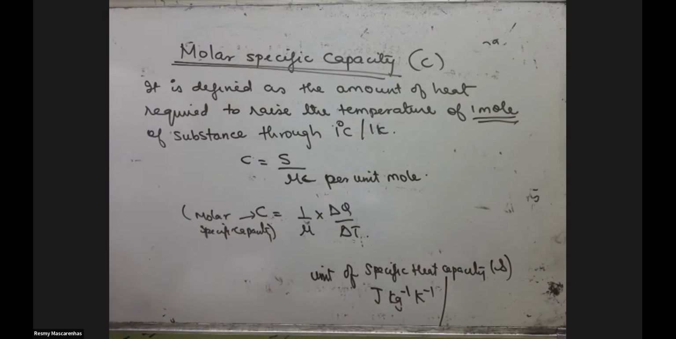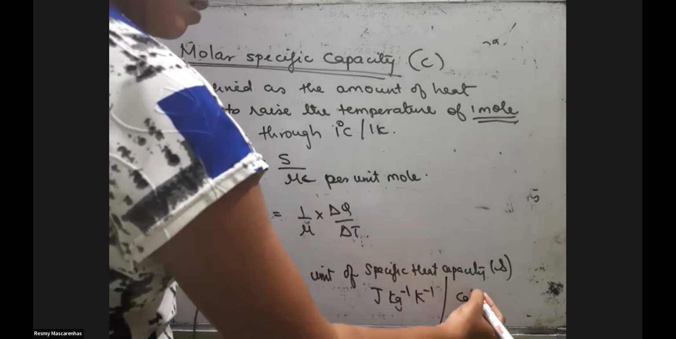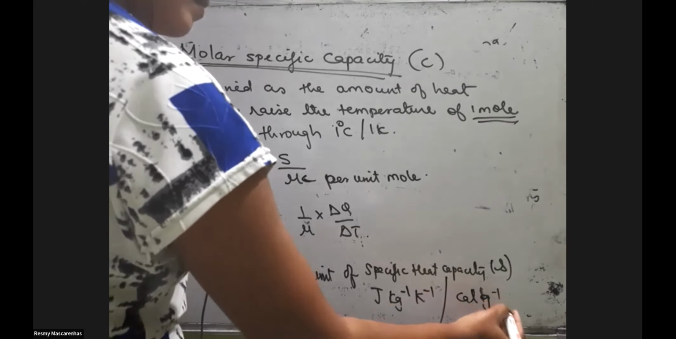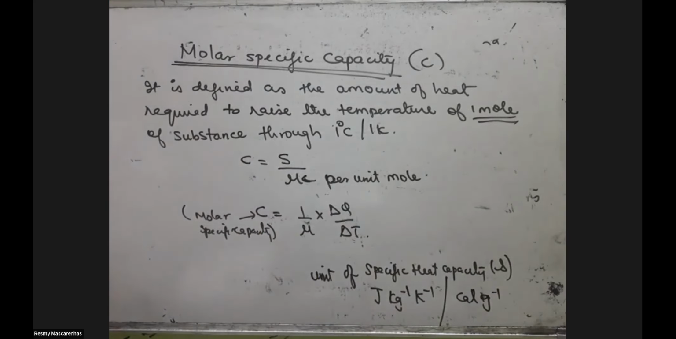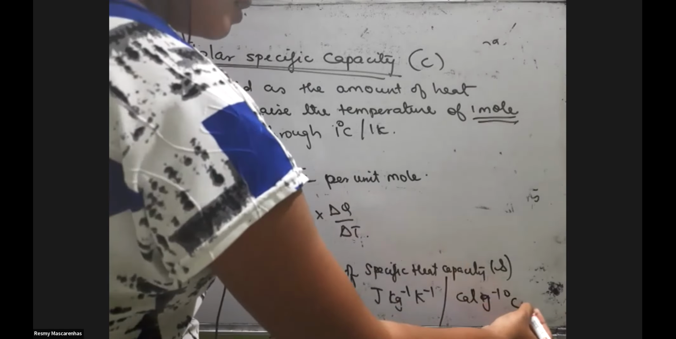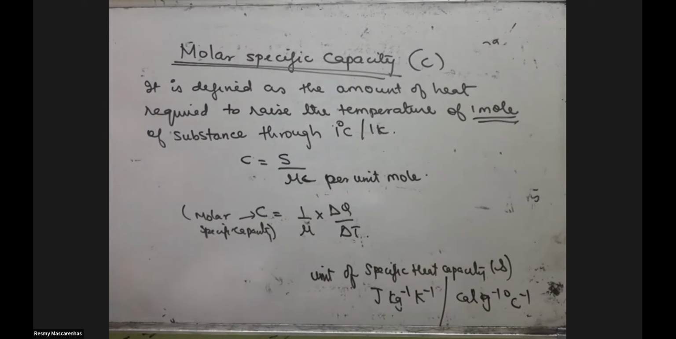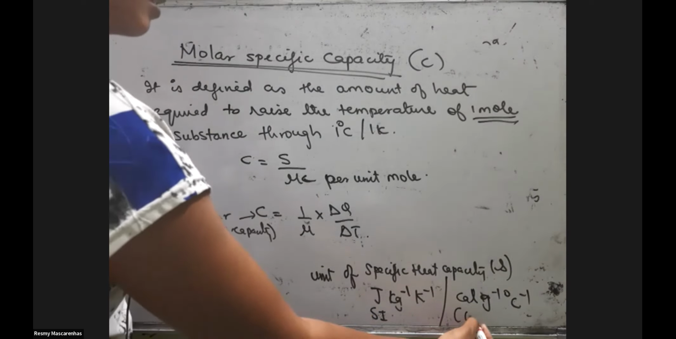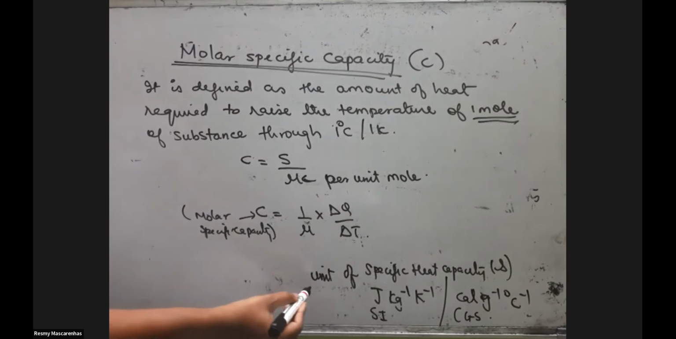Or in the CGS system, if you want to use it, you can use calories per gram per degree Celsius. This is the SI unit, and this is the CGS system. This is for specific heat capacity.